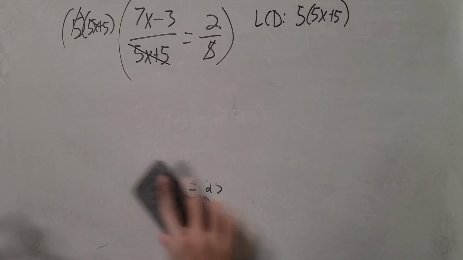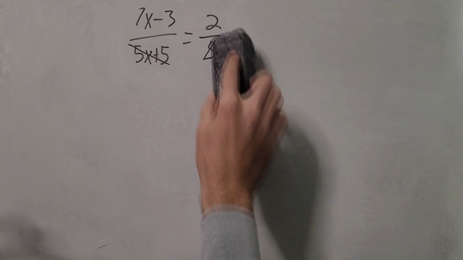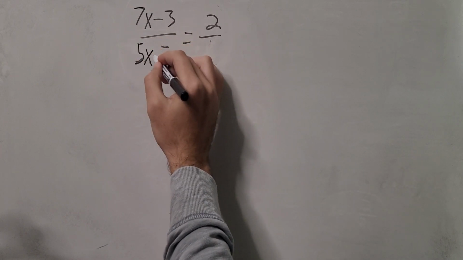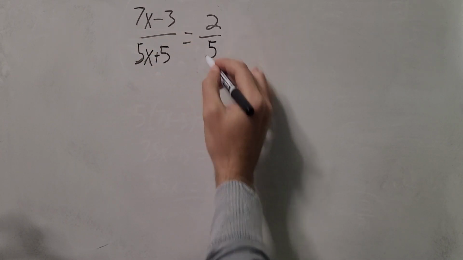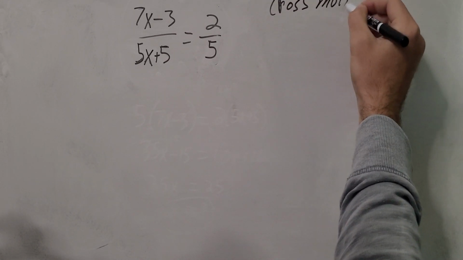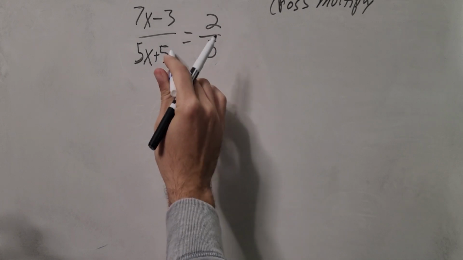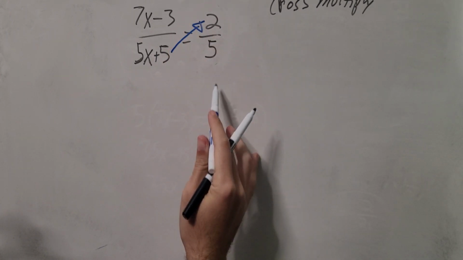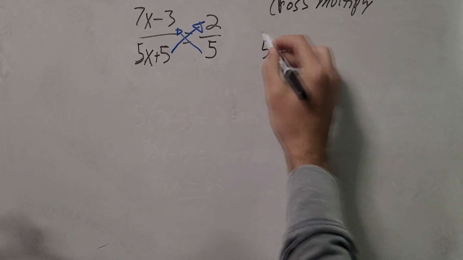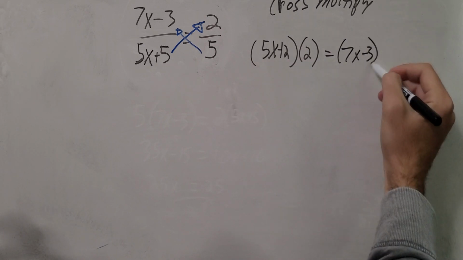All right, I want to show you a tip. Just in case you're not vibing with the method so far, when you have two fractions that are equal to each other, and it's just fractions, you could do something called cross multiply. When you cross multiply, you're going to take the denominator of one side and multiply it to the numerator of the other, and vice versa. So we have 5x plus 2 times 2 equals 7x minus 3 times 5.